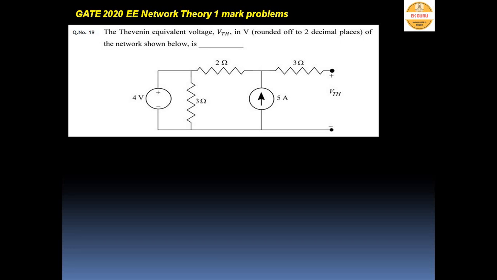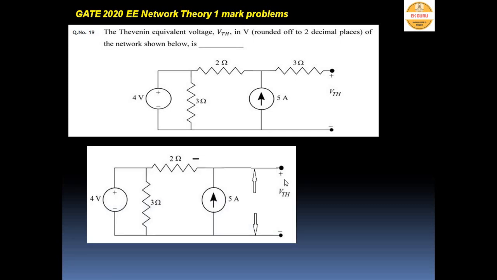Here, the Thevenin's voltage VTH in volts of the network shown below is asked. We know that according to Thevenin's theorem, VTH is the open circuit voltage. Here the VTH is between these 2 points, which is the open circuit, and that voltage is asked here. For that the circuit is redrawn here. VTH, Thevenin's voltage, is nothing but the open circuit voltage.